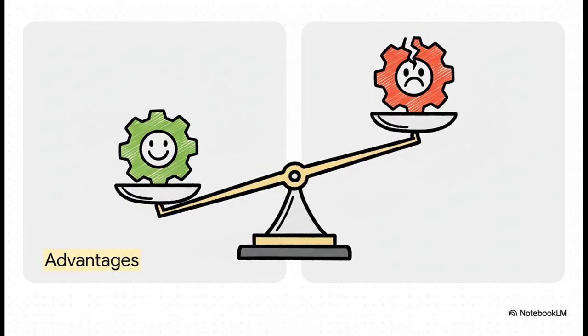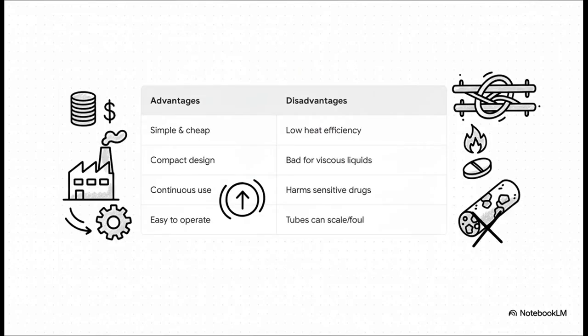Look, no piece of equipment is perfect, right? And a good pharmacist knows the pros and the cons of every tool in their toolkit. The horizontal tube evaporator is a fantastic example of a machine with some very clear trade-offs. So on the plus side, its design is really simple, which makes it easy to operate and pretty cheap to buy. It's also compact, so it doesn't eat up a lot of precious factory floor space.